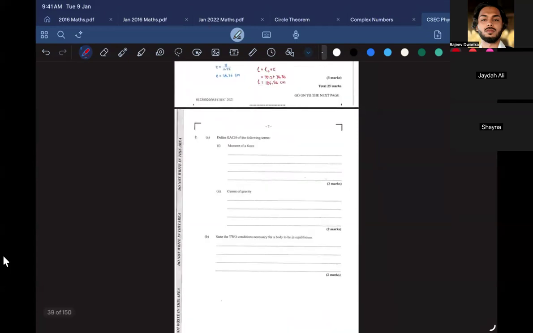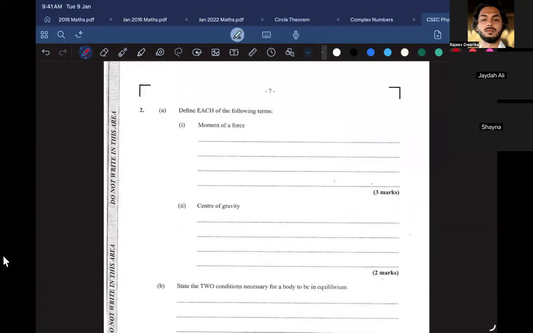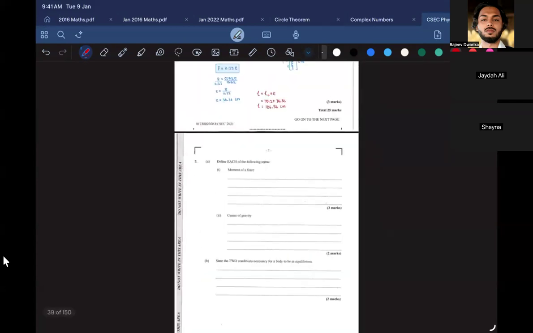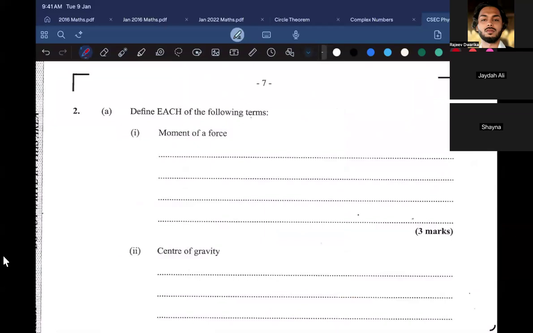Now, just as a quick recap, let's do these questions fast and we'll move on to density and Archimedes' principle. So, do we know what moment of a force is? Does anybody remember what moment of a force is? Shayna, do you remember what moment of a force is?